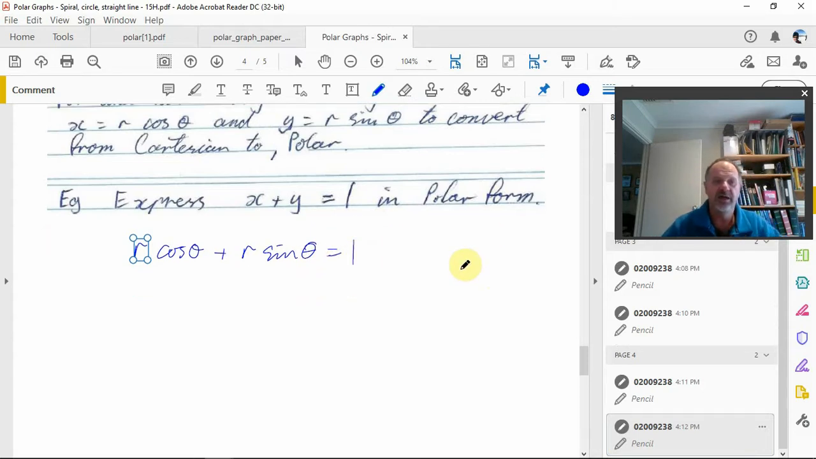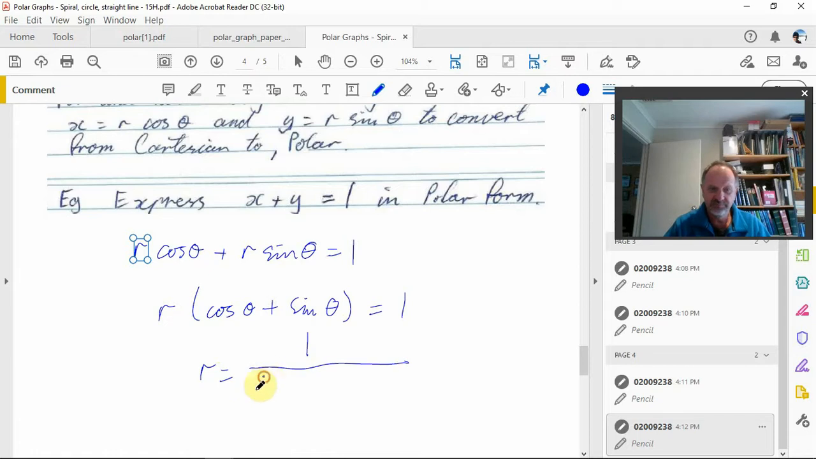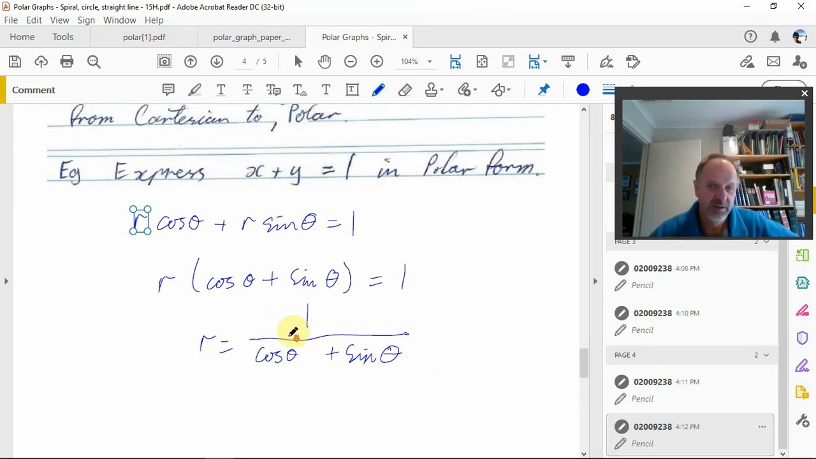You'll notice that r is a common factor, so I can take that out. Then if I divide both sides by this bracket, I get that r equals 1 over cos theta plus sine theta. That is the polar equation of this line, x plus y is equal to 1. You choose an angle, and from that you can calculate your radius, how far from the pole your point is at that particular angle.